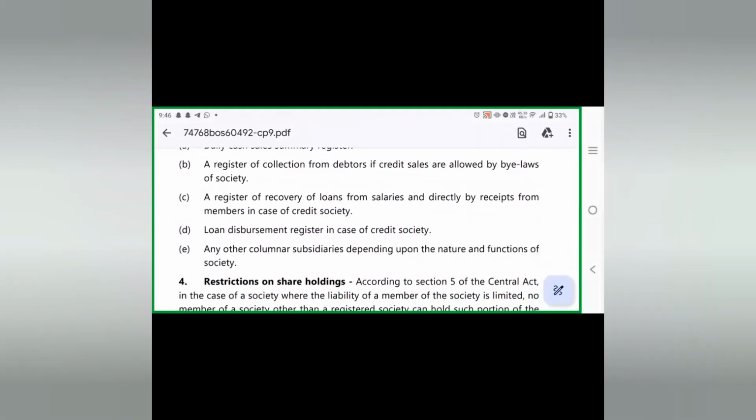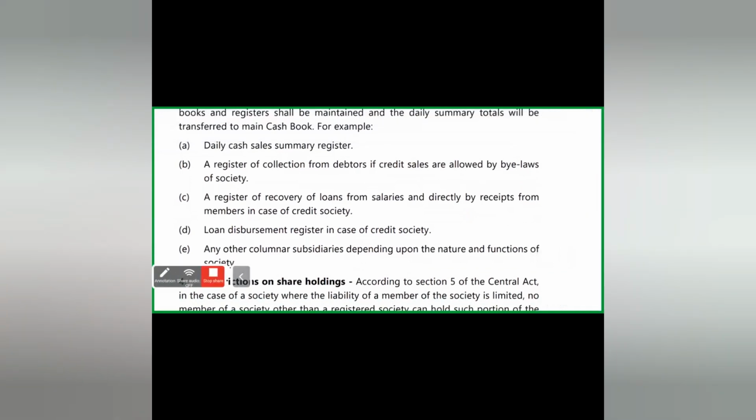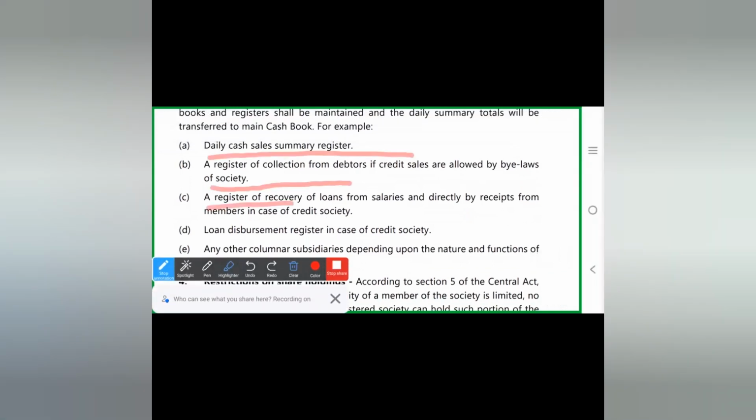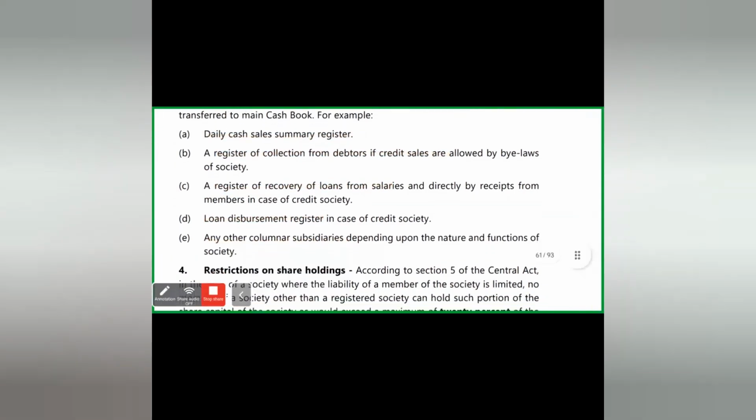Relating to cash, there are various books and various trails which can be audited, which include the daily cash summary register, register of collection from debtors if credit sales are allowed, register of recovery of loan from salaries, loan disbursement register, and any other columnar registers or subsidiaries depending upon the nature and function of the society.